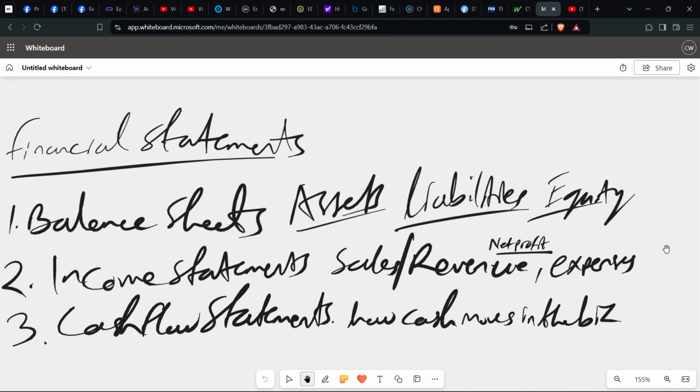Another thing is that the balance sheet is recorded at the end of a certain period of time. Like if you see a balance sheet, for example, it's going to show you. Let me pull up an example.